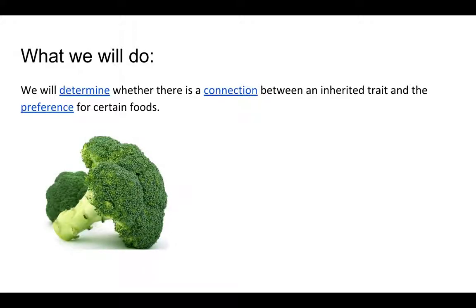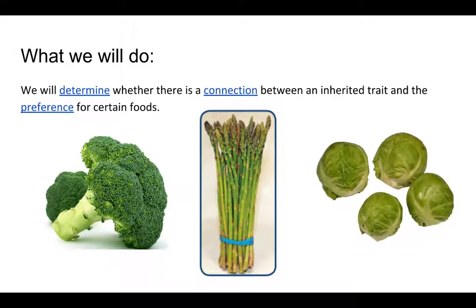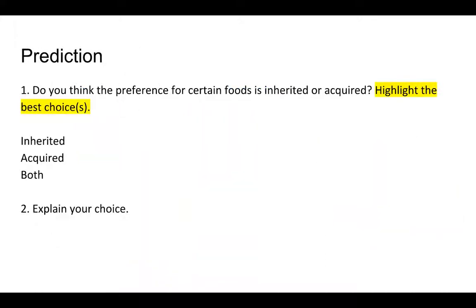All right, so our Do Now today asked us if we like broccoli, if we like asparagus. I do not have Brussels sprouts, but we are going to talk a little bit about Brussels sprouts today. Next week when we come back to revisit this activity, I will try to have Brussels sprouts here for you. Your prediction, what you should fill out in your lesson, is: do you think the preference for certain foods is inherited or acquired?